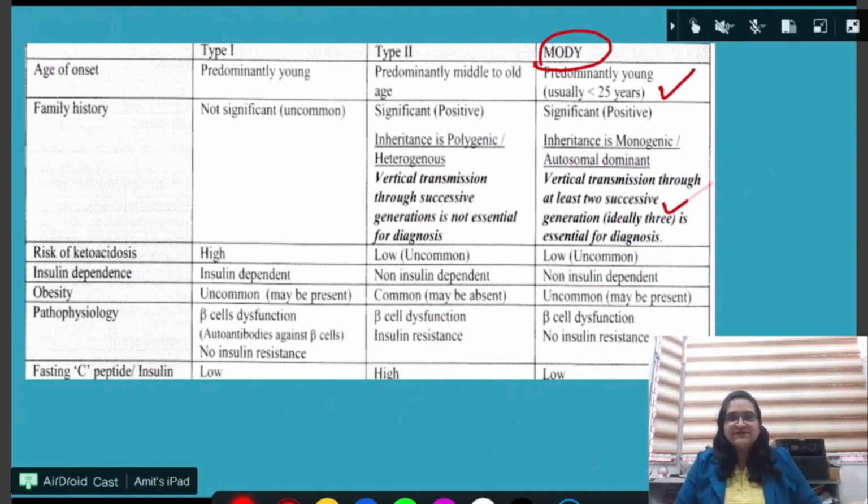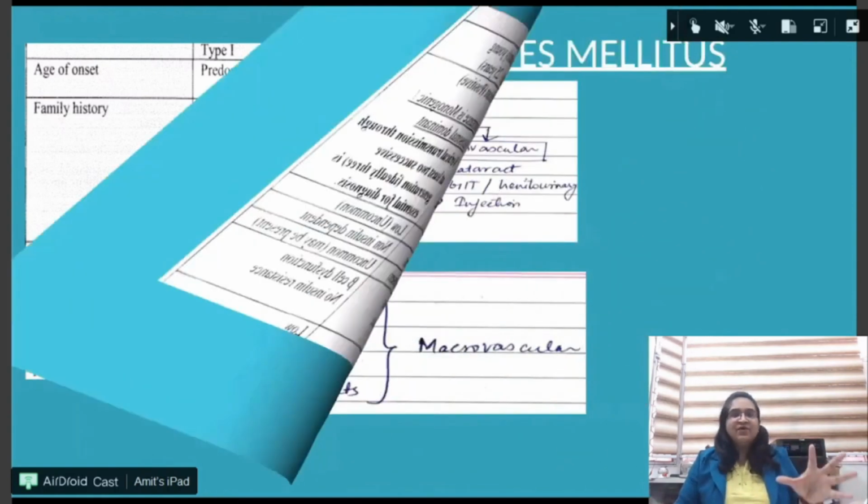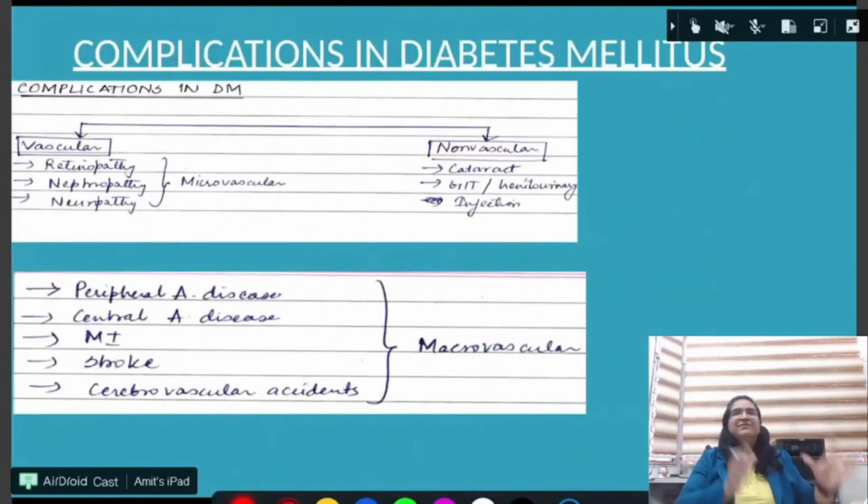It is also non-insulin dependent. Here also beta cell dysfunction occurs, but insulin resistance is not there. Obesity may be there, may not be there. The fasting C-peptide and insulin levels here are also low. Sulfonylureas can be the treatment for MODY. The difference can come between type 1, type 2 and MODY. You should know. Next is the complications in diabetes mellitus.